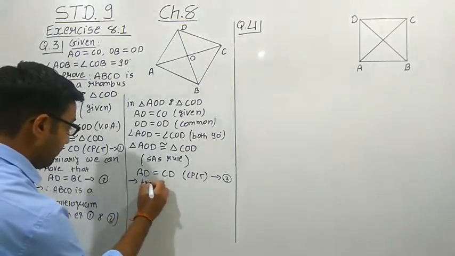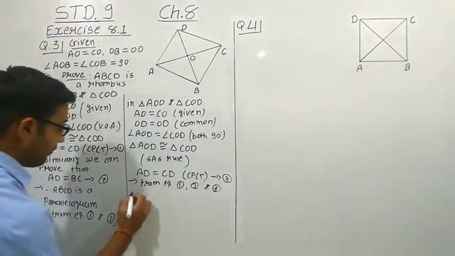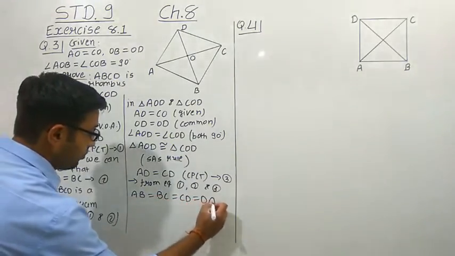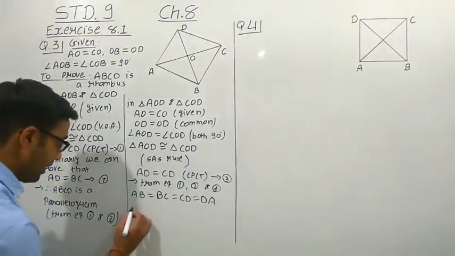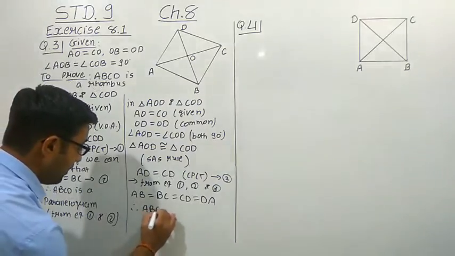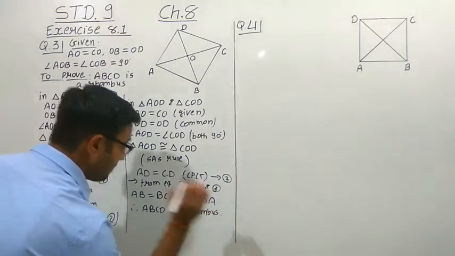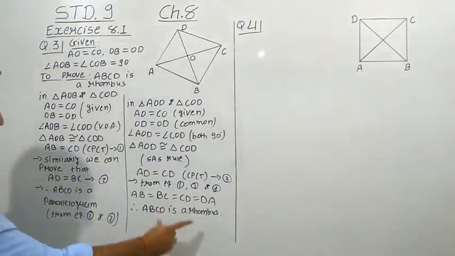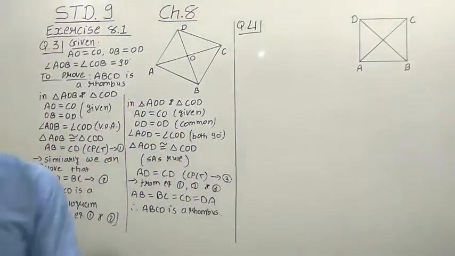So from equation number 1, 2 and 3, now we can write down that AB is equal to BC is equal to CD is equal to DA. That means all the four sides of ABCD quadrilateral are equal, and therefore we can say that ABCD is a rhombus. Right? So this is the way we can prove a quadrilateral. First of all, a parallelogram, and from parallelogram we prove it is a rhombus. Right? Let us study question number 4.